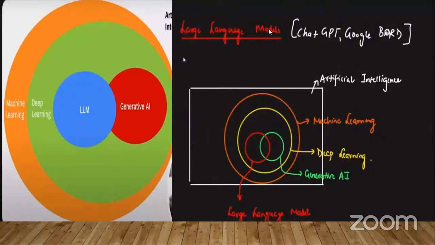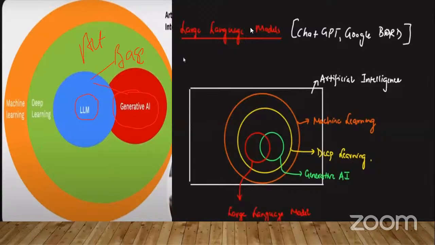And what is a large language model? I'll tell you what is a large language model. It is the base model, or the architecture, on which this generative AI is working. All the applications like ChatGPT, Google Bard, DALL-E, you might have heard about Midjourney, all these things, or maybe diffusion models, all these kinds of models, they are using LLMs, large language models.